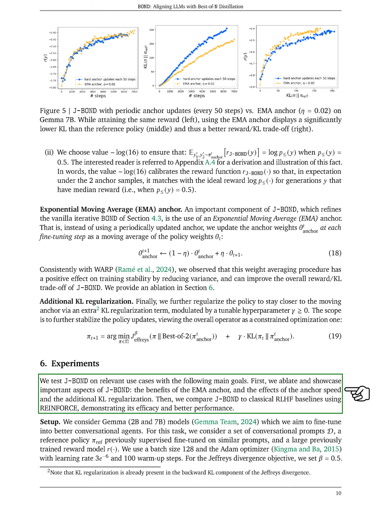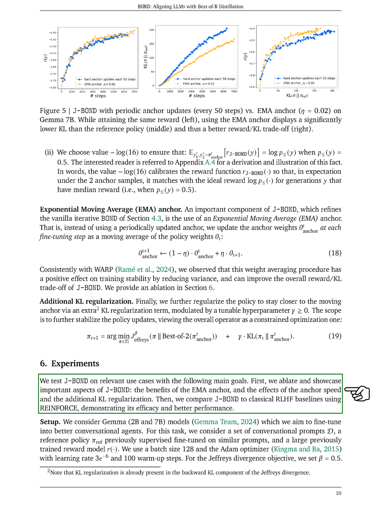Both configurations show a similar increase in reward, which is expected since the EMA with the chosen coefficient corresponds to an update period of about 50 steps. However, J-BOND with the EMA anchor shows a significantly lower increase in KL divergence, leading to a better reward to KL trade-off. Next, we illustrate the effects of the anchor mixing parameter and the benefits of the additional regularization parameter.